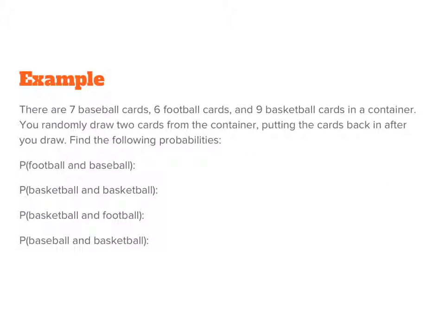For our next example, there are 7 baseball cards, 6 football cards, and 9 basketball cards in a container. We're going to randomly draw 2 cards from the container, and we're going to put the cards back in after we draw it. So we're going to find the following probabilities. First thing we need to do is find our total. Okay, if I find the total number of cards, I take 7 plus 6 plus 9. I get that there are 22 total cards.